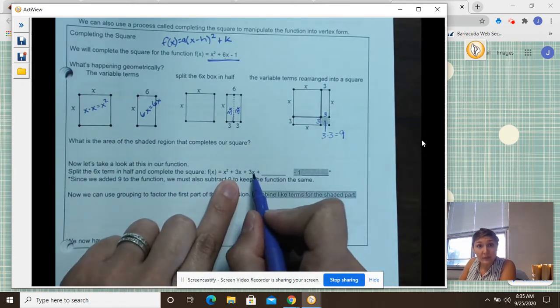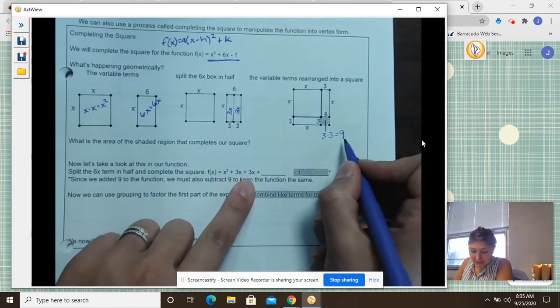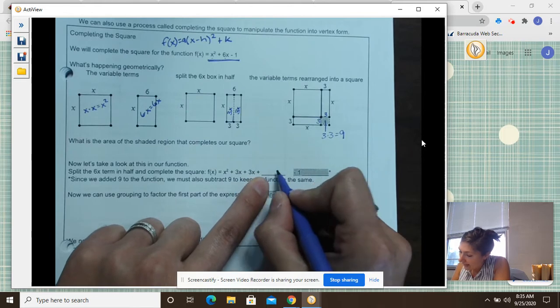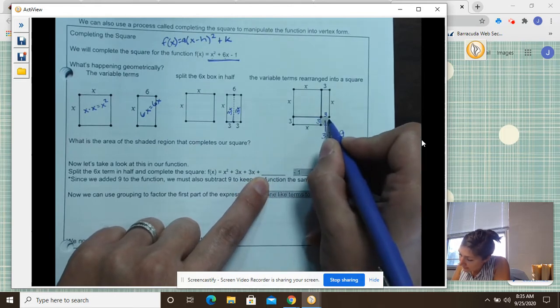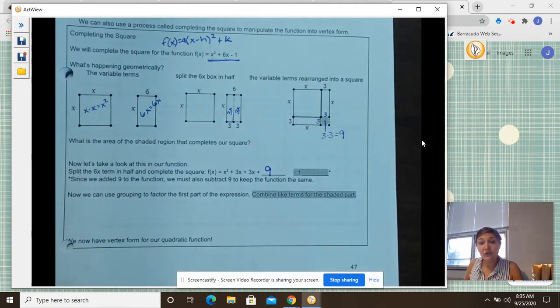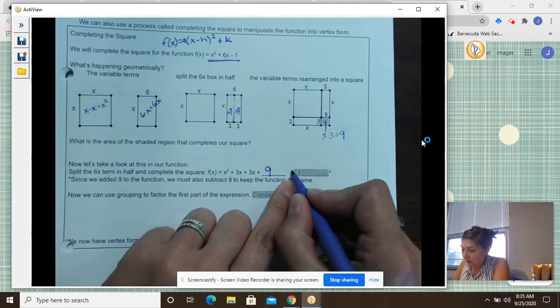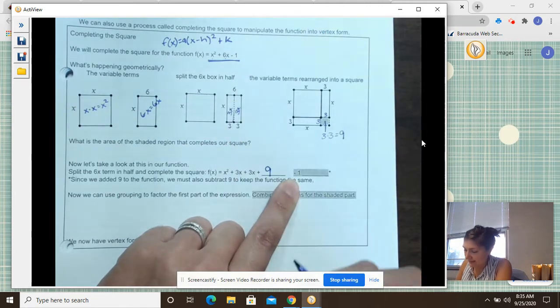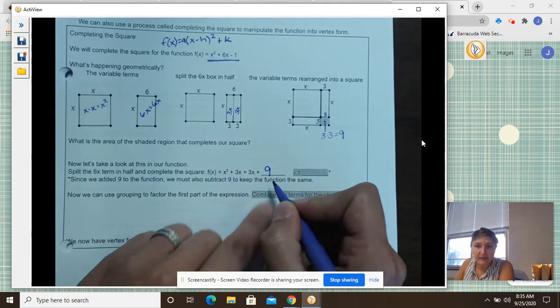This time we're just splitting them into equal pieces. And then what we need to add on would be the area that I'm missing here, which would be 9. Now, algebraically, to keep our expression balanced, remember that we also had this -1 here at the end. And if I add 9 to something, that changes it.